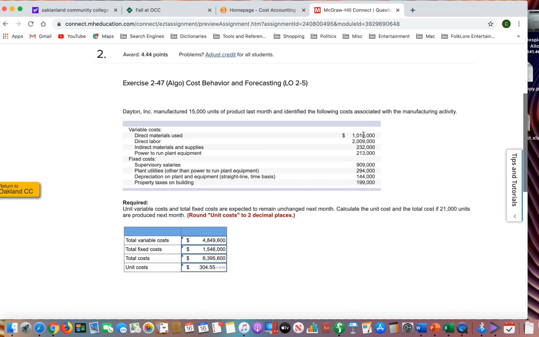So these variable costs are going to go up by 40%. So if you add them all together, add these four numbers up, you'll get 3,464,000. Multiply that by 1.40. Unless you just want to multiply by 40%, then add them. But multiply by 1.4 and you get $4,849.